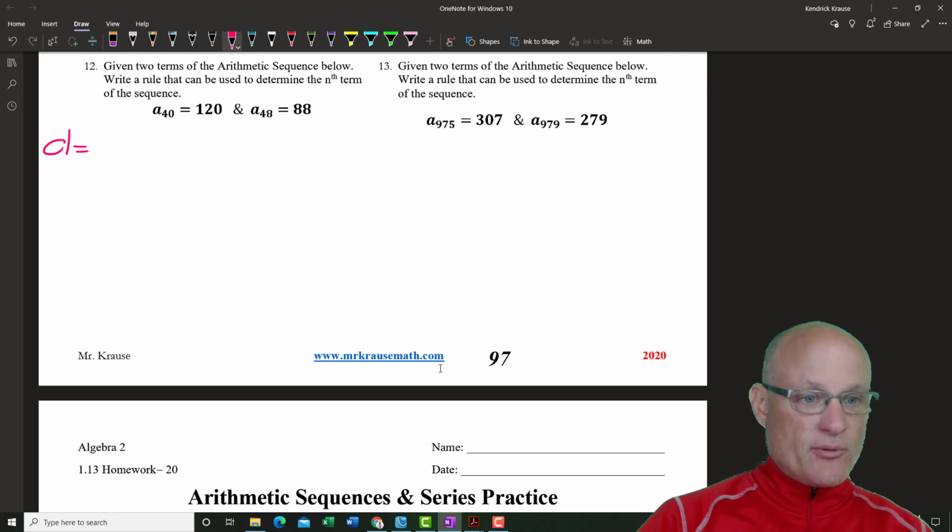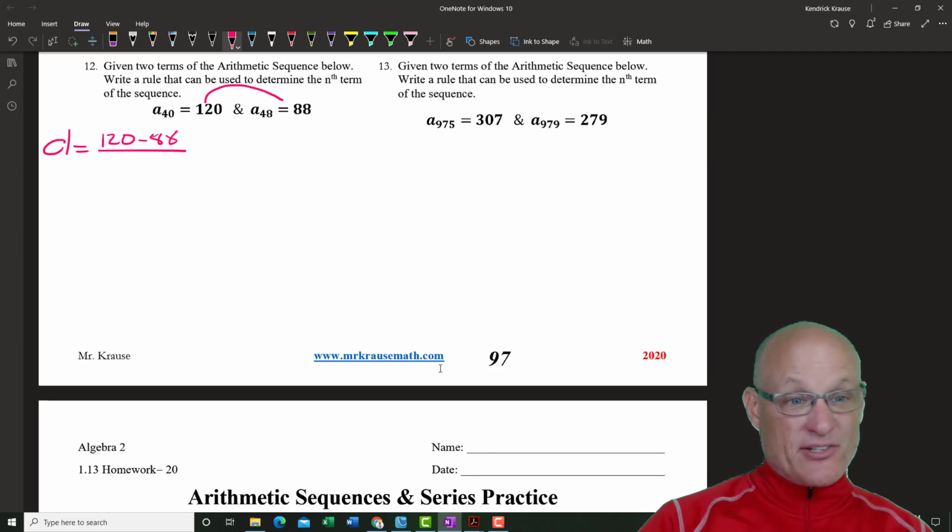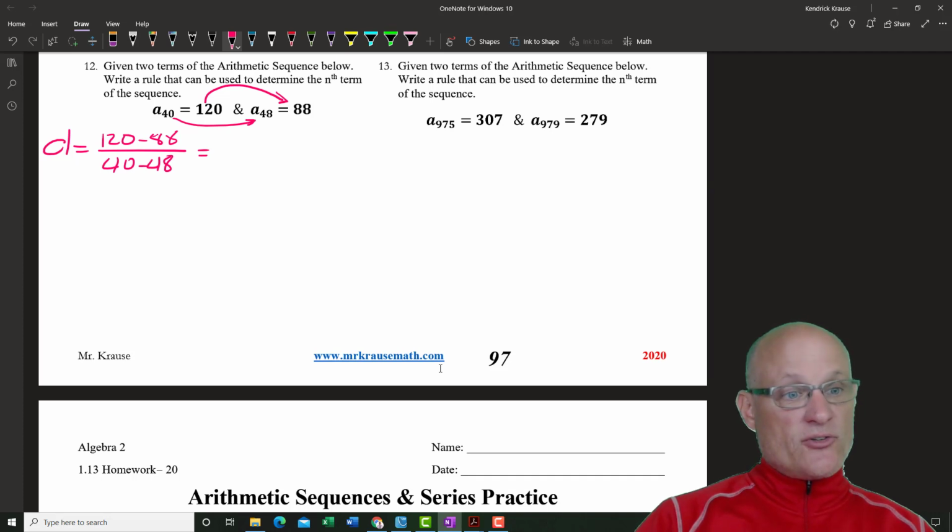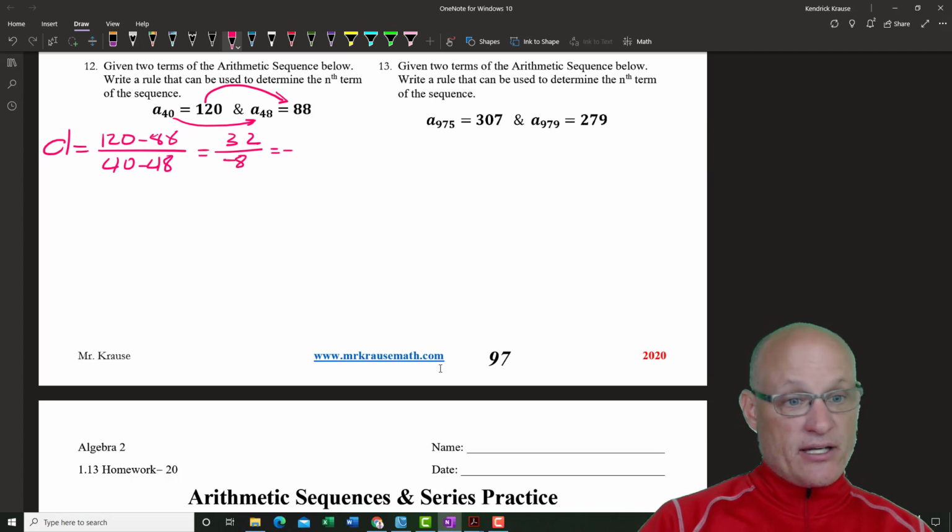So I'm going to take these and subtract them. So 120 minus 88. I was so keyed in on the numbers. And the ends are the thing that go on bottom. But since I went in this direction, I also have to go in this direction. So this is going to be 40 minus 48. You just got to be really careful. You always go in the same direction. So what is that? 20 and 12, 32, divided by negative 8. So this is negative 4.